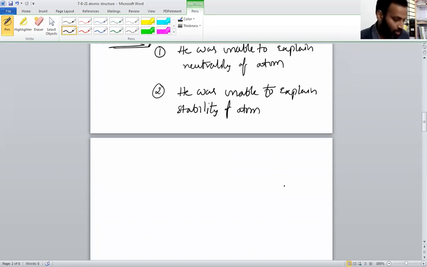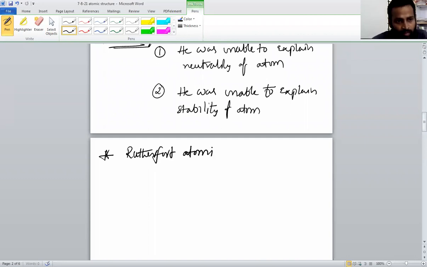So according to J.J. Thomson, these are the failures we have. Now we have to overcome these failures. What is the position of the electron and what is the position of the proton? We have to understand all those things. To understand them, another person gave an atomic model, whose name is Rutherford. The Rutherford atomic model.